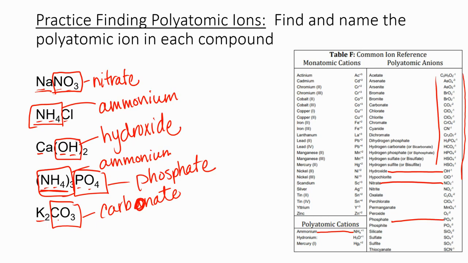So we're looking for three or more elements, and we're finding our polyatomic ion on our list.